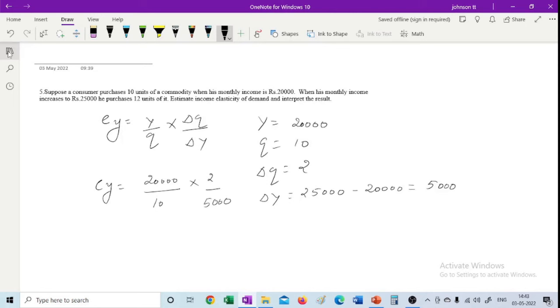So what answer will you get? So that is equal to 40,000 divided by 50,000.